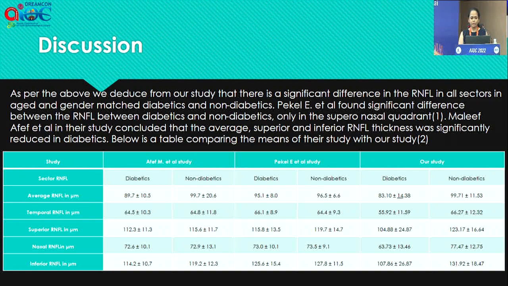So as per the above, we deduced from our study that there is a significant difference in the RNFL in all sectors in age and gender matched diabetics and non-diabetics. Similar studies were conducted by Afif et al. and Pekel et al. And even they found that there was a significant difference, but in the Pekel study, there was significant difference in RNFL only in the superior and the nasal quadrant. And in the Malif study, they found that there was a significant difference in the average, superior and inferior. They did not find much significant difference in the nasal and temporal.